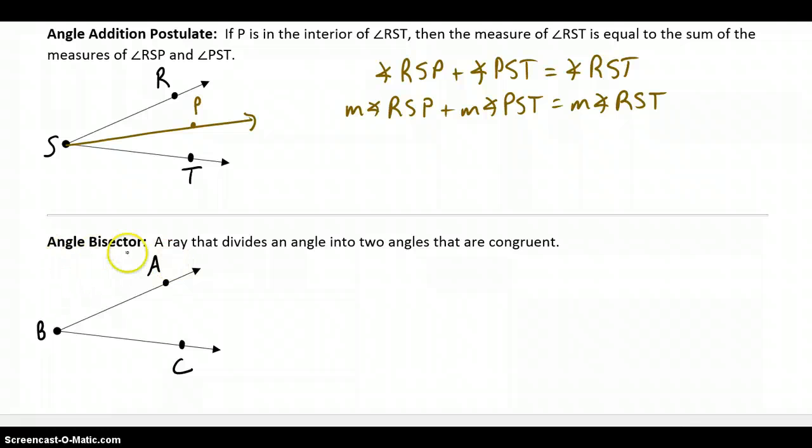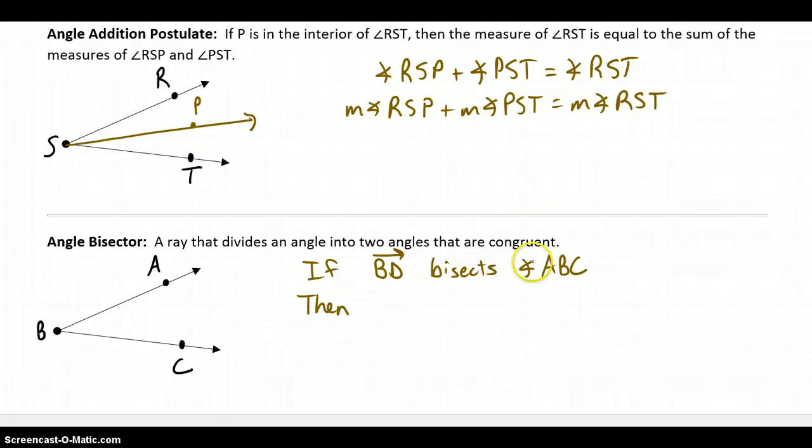And the last definition is an angle bisector. To bisect something means cut into 2 equal parts. So if I divide an angle, I'm going to end up with 2 congruent angles. If ray BD bisects angle ABC, then let's first draw in ray BD. I'm going to put D in the interior, and I'm going to connect B to D.